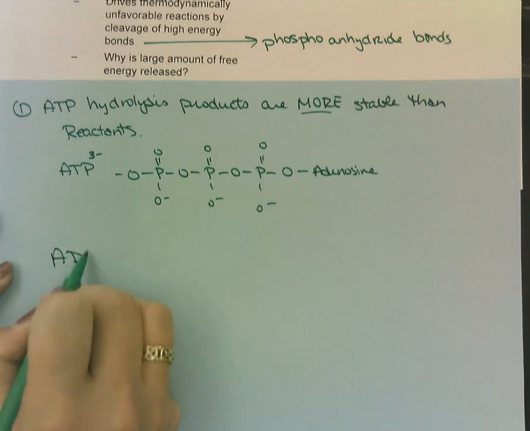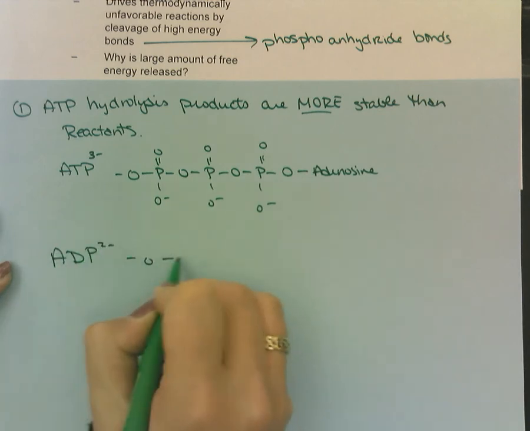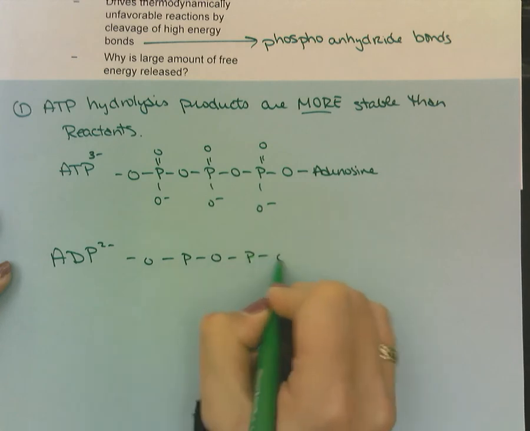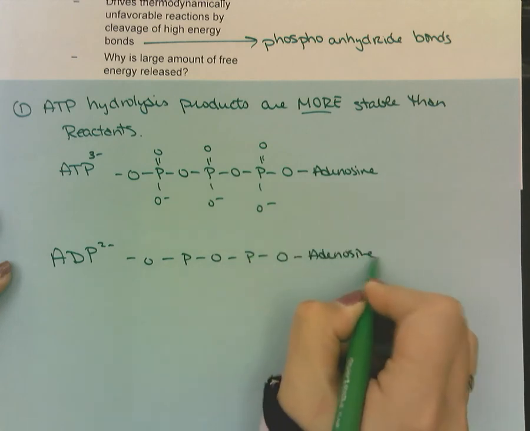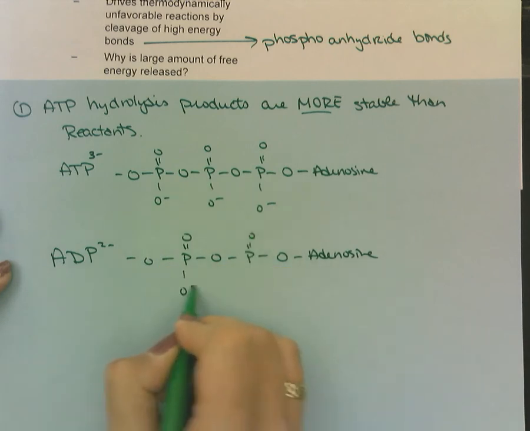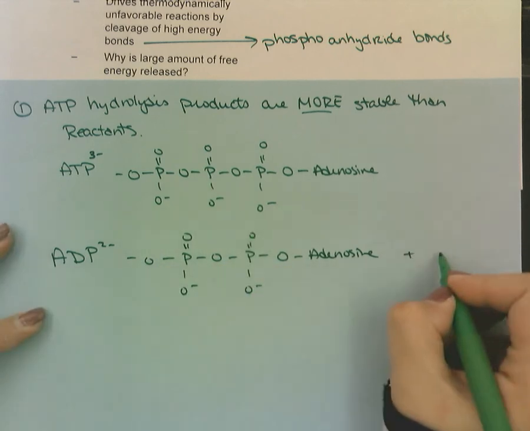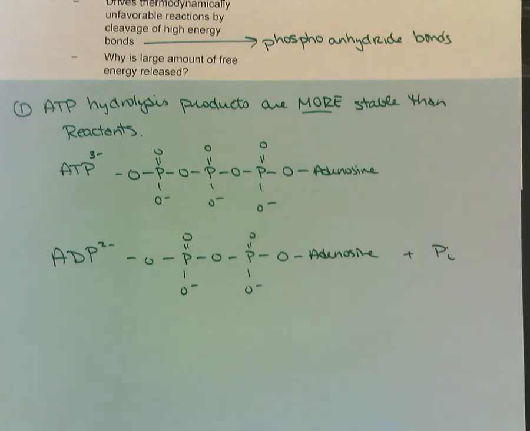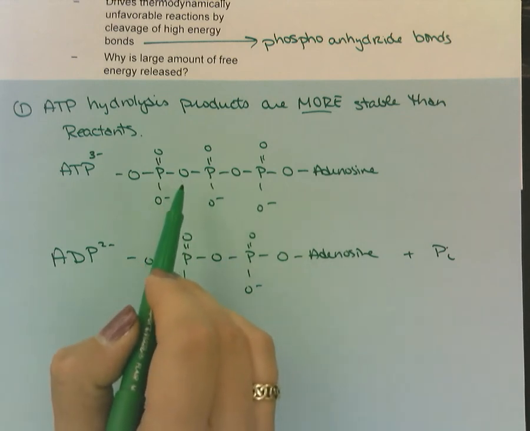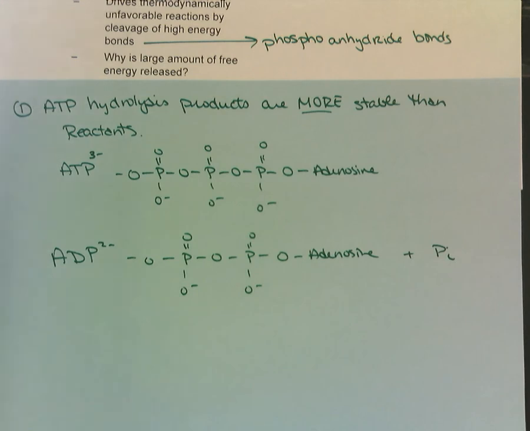If you then convert to this, you've gotten rid of some of that unfavorableness that was existing. So you've gotten rid of the electrostatic repulsions, you've gotten rid of some of the steric hindrance. So this product is more stable than the reactant. So that's one reason that is a high energy bond.